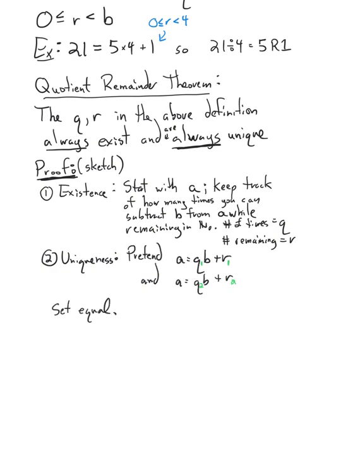Then set equal, and once you set them equal, if they both equal A, they both equal each other, so we get Q1 B plus R1 equals Q2 B plus R2. Then what you can do is get the Q B terms on one side and factor.